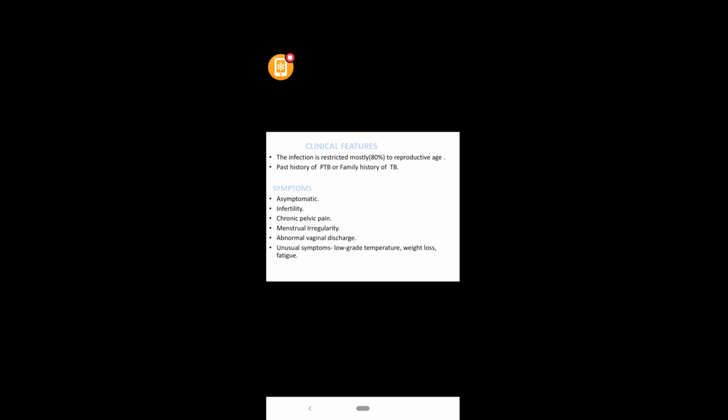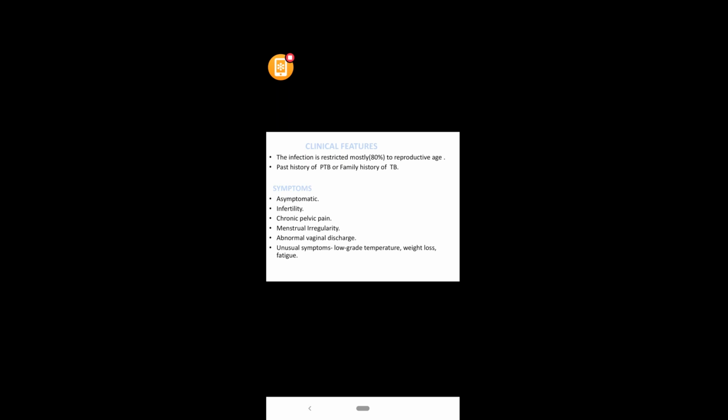Coming to the clinical features, generally the infection is restricted mostly to the reproductive age, and a past history or family history of pulmonary tuberculosis or any other tuberculosis is very important. And most commonly, as we already discussed, this is secondary. So we have to inquire of the patient regarding the past history. And next, coming to symptoms and signs.